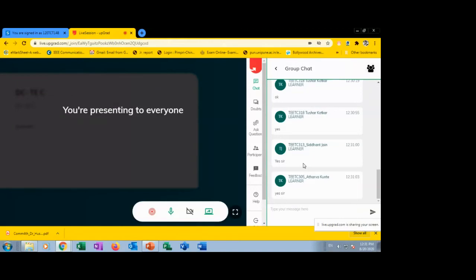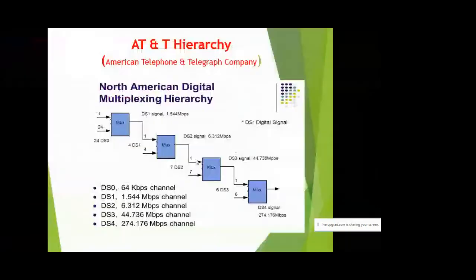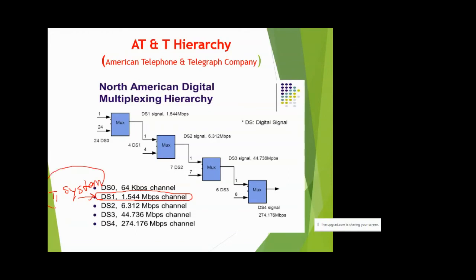Fine. In the next lecture, we will see how we get the value in the multiplexing hierarchy, 1.544 Mbps. We already calculated it by solving one of the numericals, but for this DS1 system, the combined value is 1.544 Mbps, right? That is actually the T1 system. We will study the T1 system in the next lecture in detail with the help of a block diagram, and see how we get this 1.544 Mbps value. So that is it for today's lecture, or if you have any doubt, you can ask.